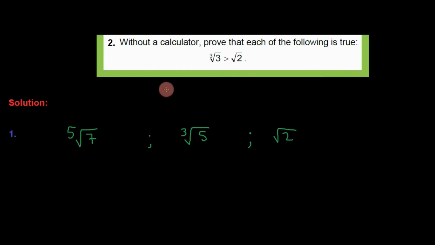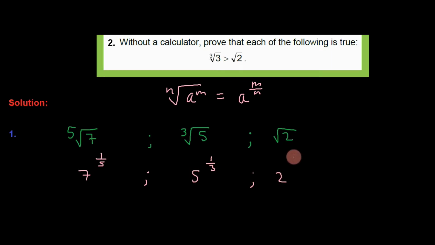Now, we're going to use the law that says the nth root of a to the m equals a to the m over n to convert these surds to exponents. So in the first one, the fifth root of 7, it's 7 to the 1 over 5. Then it's 5 to the 1 over 3, and 2 to the 1 over 2.